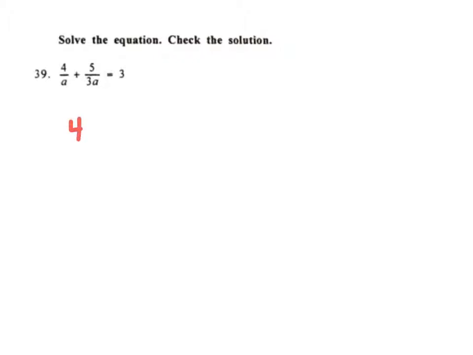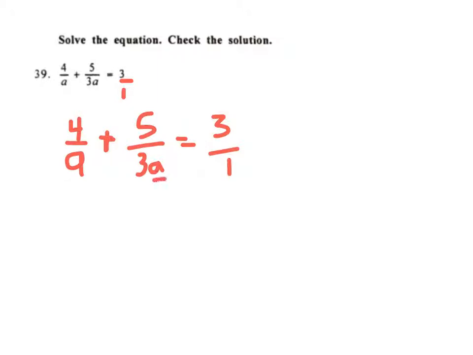I have 4 over a plus 5 over 3a, which equals 3 over 1. Remember, there's an invisible 1 under this one. We need to make the denominators match. I noticed that 2 of them have an a, so that means they all need an a. This one has a 3 and the rest just have 1, so they all also need a 3. So my common denominator is going to be 3a, and that's what we want the bottom of each fraction to be.